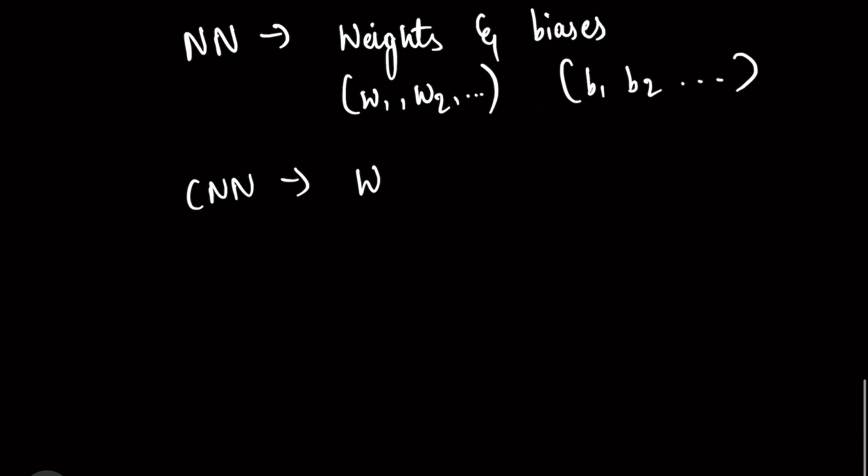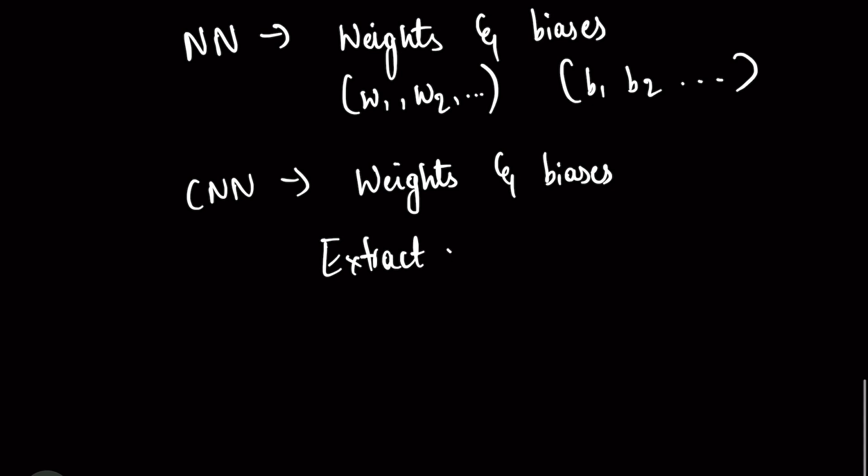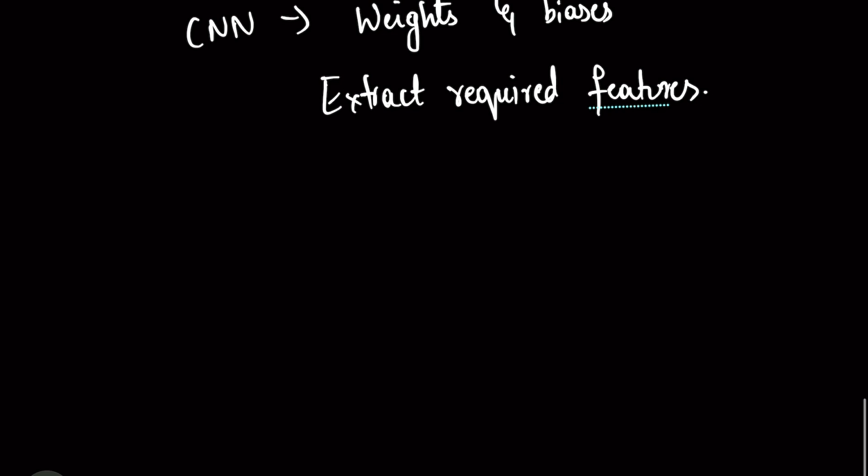So here also we have the same weights and biases, but they are structured in a different way. That's it. It is just used to extract important features, extract required features, I should say. So this is how CNN works in general.